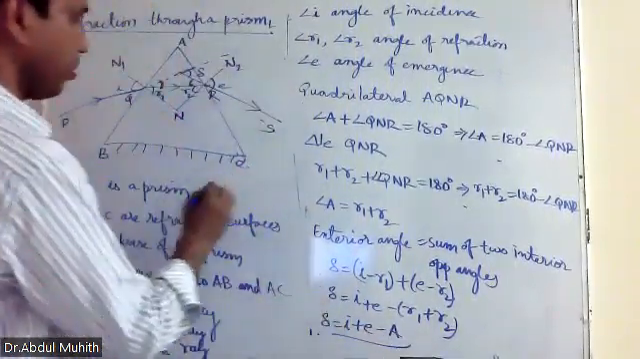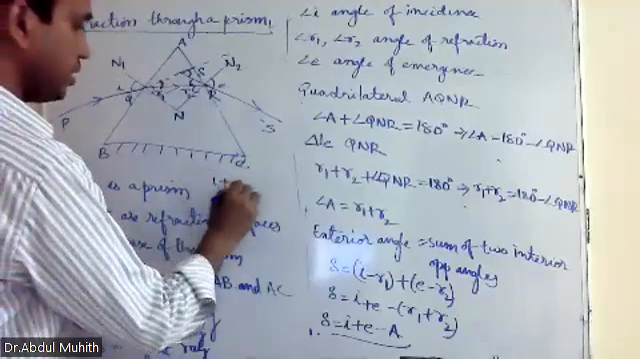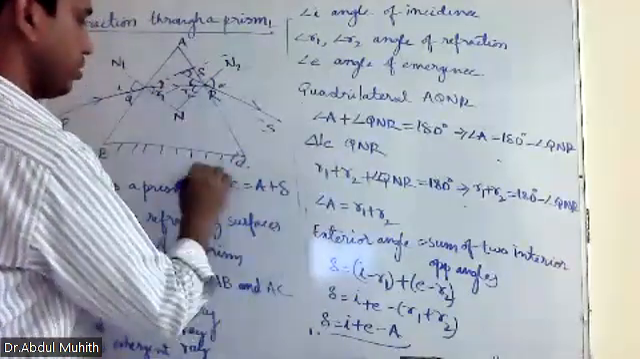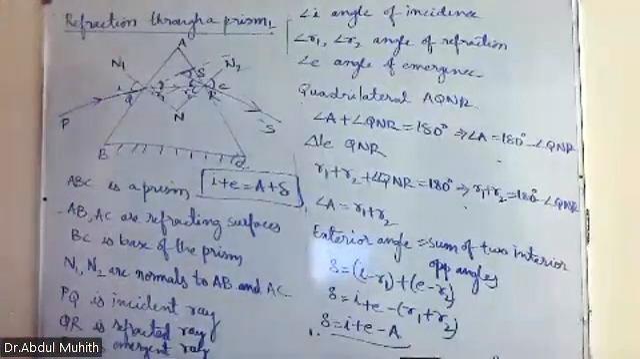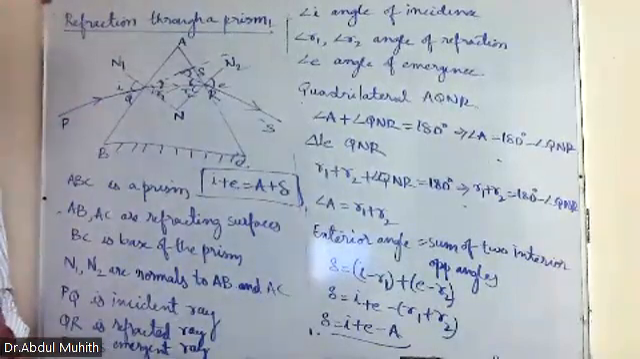So in simple words, we can write I plus E is equal to A plus delta. Understood? I plus E is equal to A plus delta. Is this clear?